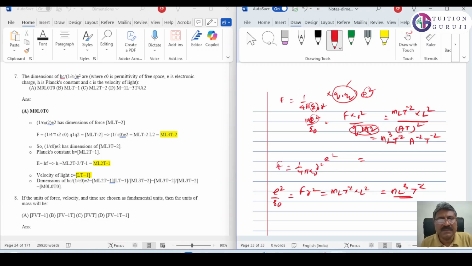So now we have to find HC. So H, we know that E is equal to H nu or F, whatever. So we will give H is equal to E by nu. See, E is equal to M L square T raised to minus 2 divided by T raised to minus 1. It will give that we will get M L square T raised to minus 1.